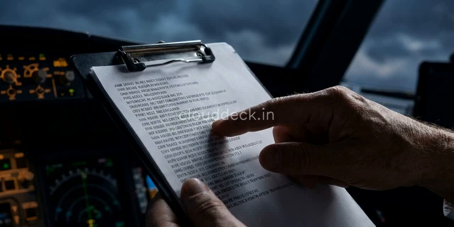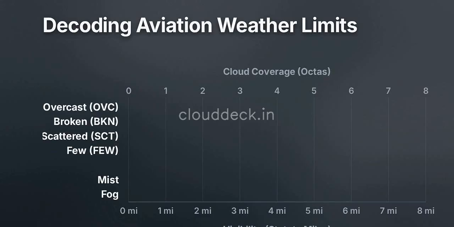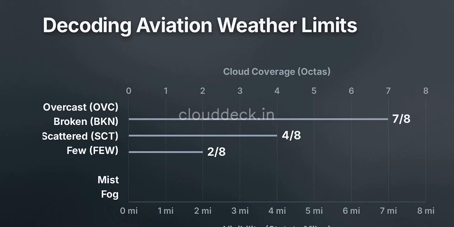They read the state of the sky through specialized weather reports known as METARs. This grid breaks down how aviation reports measure cloud coverage. The sky is divided into eighths, called octas. Few means 1 to 2/8 of the sky is covered. Scattered covers 3 to 4. Broken hits 5 to 7. And overcast means absolute, 8/8 total obscuration.